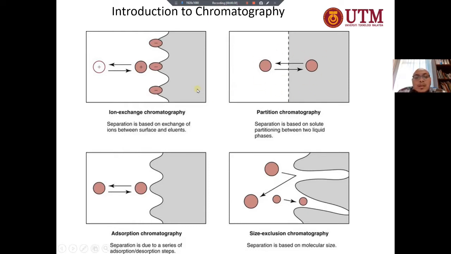In ion exchange chromatography, the separation is based on the ionic interaction between the surface and the eluents. And then we have adsorption, the interaction with the surface of the stationary phase. And then the final one, we have size exclusion chromatography, where the separation is based on molecular size. The smaller the molecule, the longer it will be retained. The larger it is, the less it will be retained by the stationary phase.